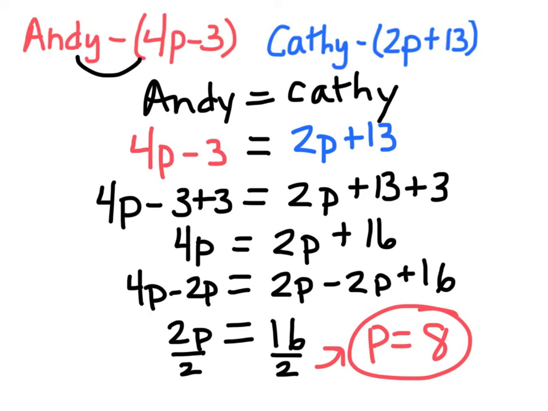So if there are 8 pencils per box, then Andy and Cathy will have the same number of pencils total. 4p minus 3 would equal, let's see, 4 times 8 is 32, minus 3 is 29. So if p equals 8, Andy has 29 pencils. And let's try the same thing for Cathy. If p equals 8, 2 times p is 16, plus 13 is 29. So if there are 8 pencils per box, Cathy also has 29 pencils.